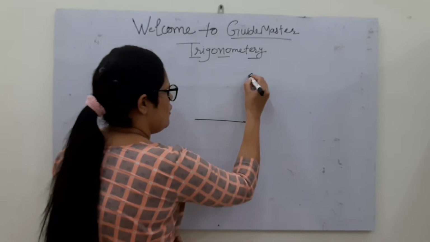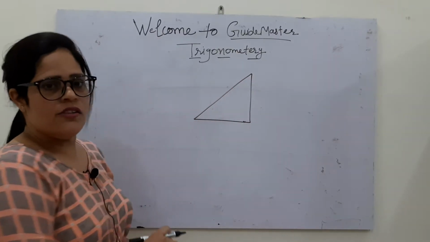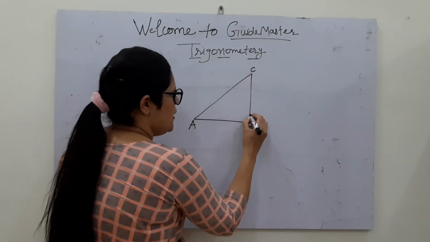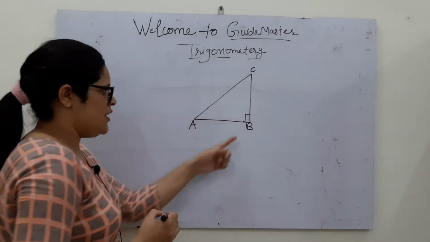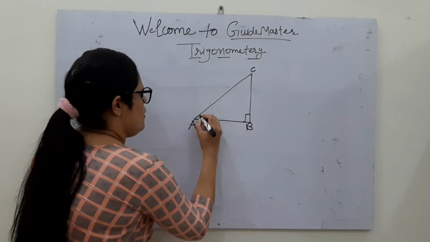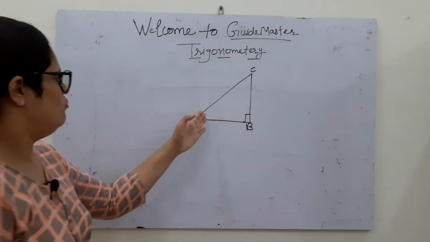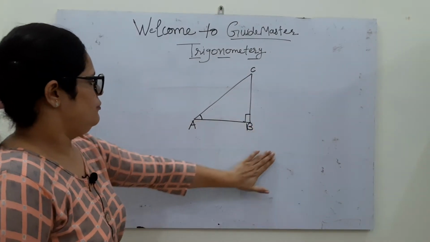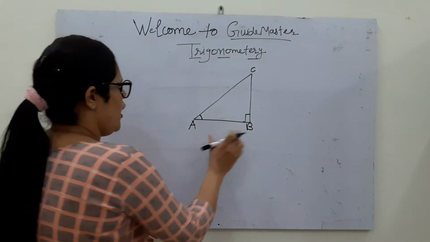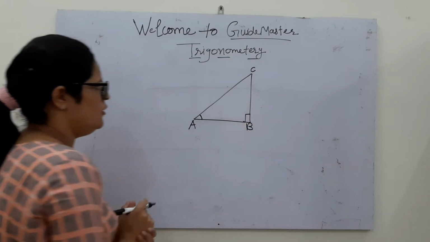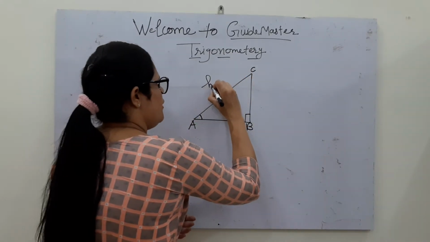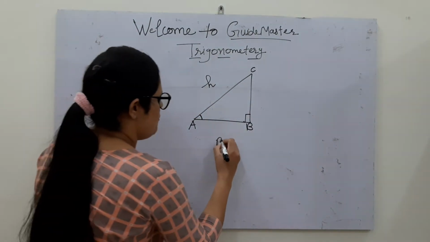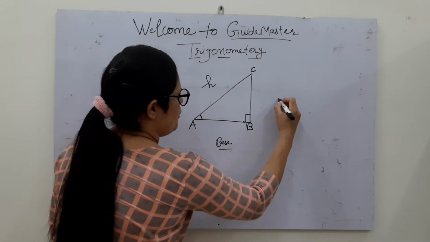This is a right angle triangle ABC. B is the right angle. This is angle A, you can say some theta. We can say it's theta angle. Now we have to understand this right angle triangle. This AC is always the hypotenuse, and this is the base. This is the perpendicular.